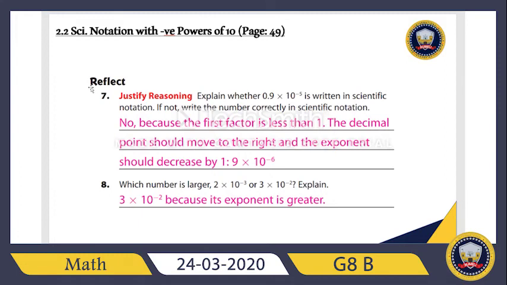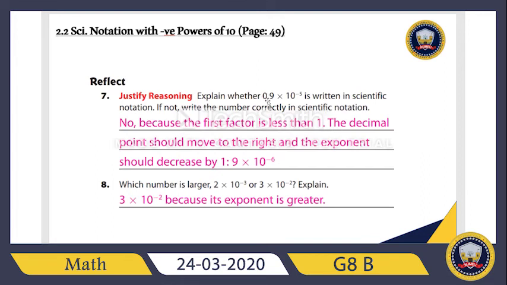Now, let's have some deep thinking. Look at this number, 0.9 times 10 to the power of minus 5. Is this number written in scientific notation or not? What did we say about scientific notation? We said that it's a multiple of two numbers. The first one should be a number between what? 1 and 10. Now, is 0.9 between 1 and 10? No. So this notation is not a scientific notation, it's wrong. I need to have this number, remember, between 1 and 10.